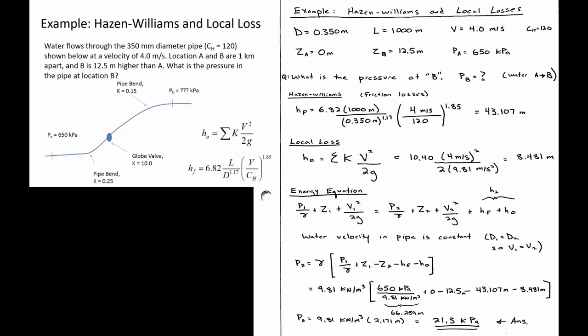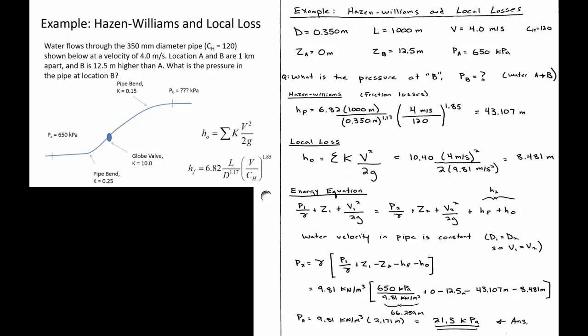However much pressure there is at B is dictated by what losses there were along the way from A towards B. So the pressure is gradually decreasing the whole time the water is flowing through that pipe. It's decreasing because of pipe friction, because of these local losses, and then also because of the elevation change. There's the hydrostatic effect that the energy equation automatically takes into account.